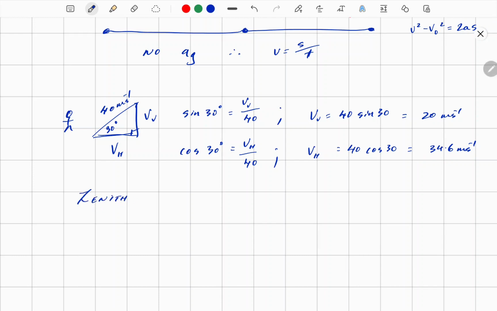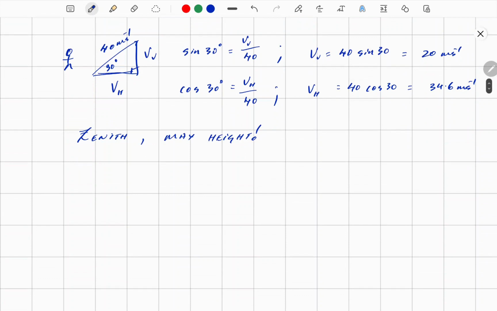Now to work out the zenith, or the maximum height, we're going to assume that the vertical velocity at its peak is equal to 0, and its initial vertical velocity was equal to 20 as we previously calculated. So we're just going to use v squared equals v naught squared plus 2as, substitute our values in, and we'll calculate our height.